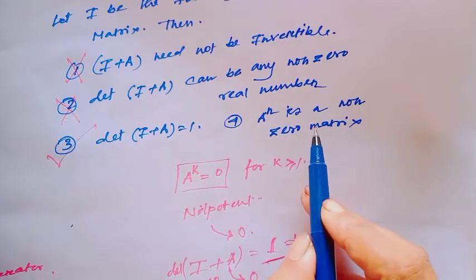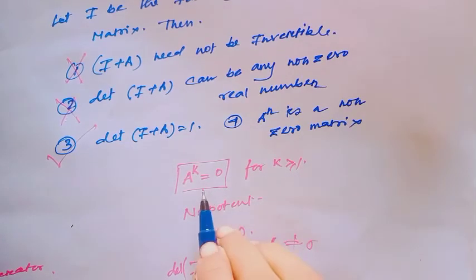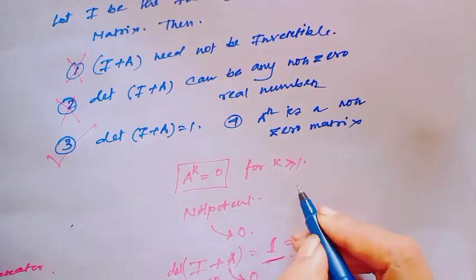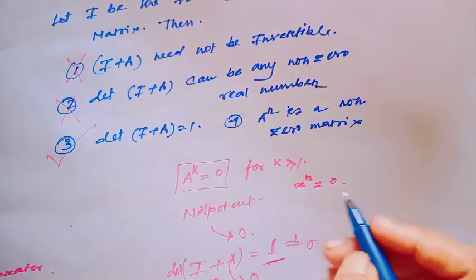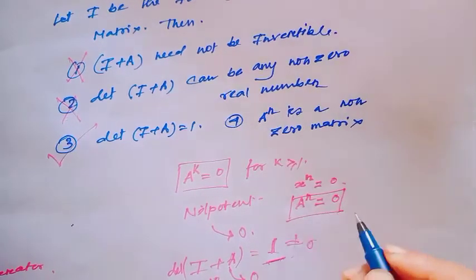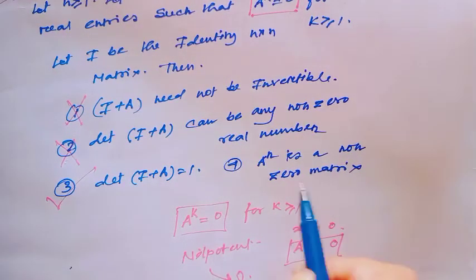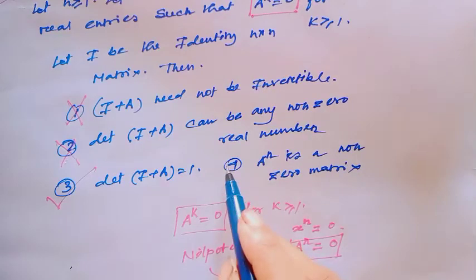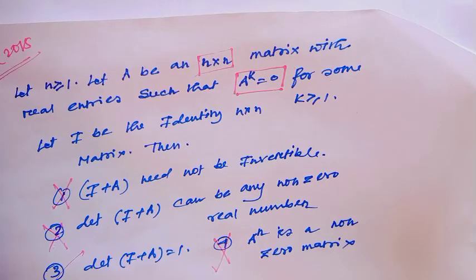And option 4 indicates A to the power n is a non-zero matrix. Notice here this is a nilpotent matrix. So all of us know the characteristic polynomial of a nilpotent matrix would be x to the power n equals 0. So by the Cayley-Hamilton theorem this satisfies a to the power n equals 0. So obviously a to the power n is not a non-zero matrix. This is also a wrong option. Are you getting how nilpotent operators and nilpotent matrices are very important for any competitive exam?